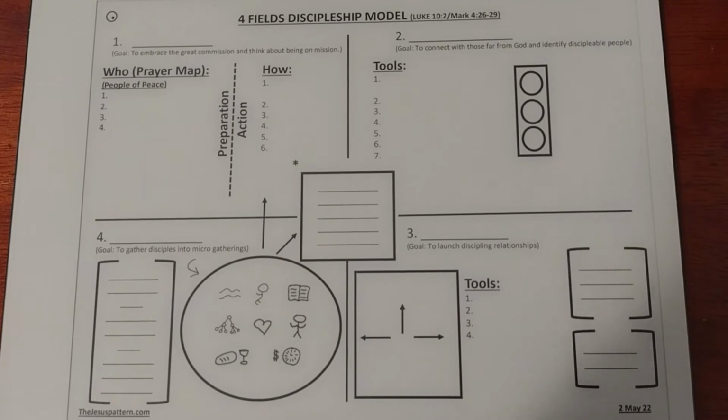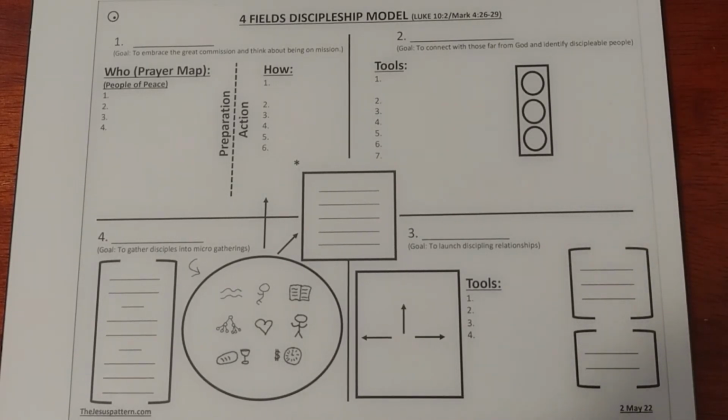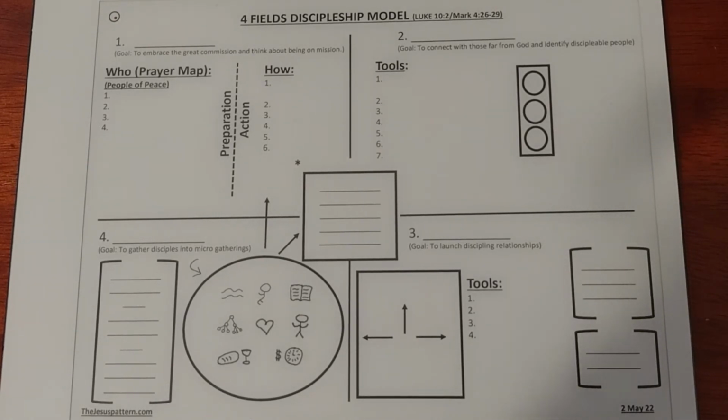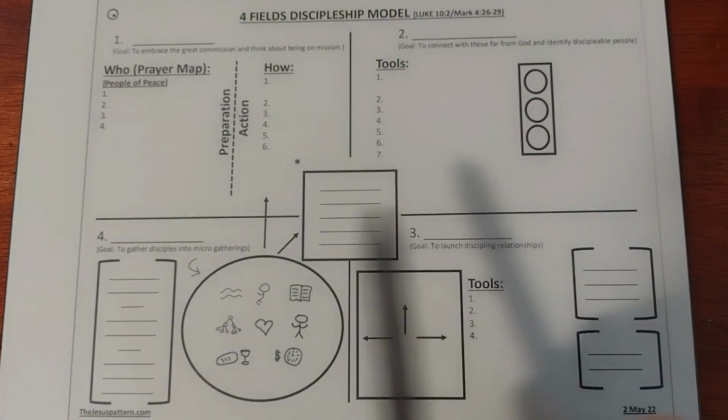This is the blank copy of the Four Fields discipleship illustration. It can be found in the resources tab of the Jesus Pattern Network. This illustration is the basis for everything that we do in the Jesus Pattern Network. It helps us to visualize where God is working, who he is connecting us to, how we can share gospel truth through spiritual conversations, how to grow people in discipling rhythms, and how to connect disciple-minded people in genuine accountability and authentic community.